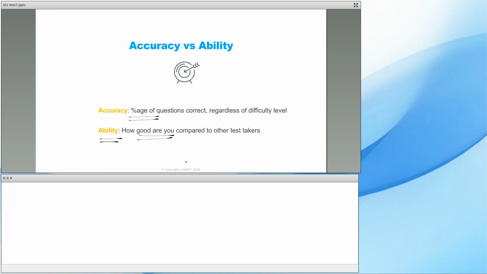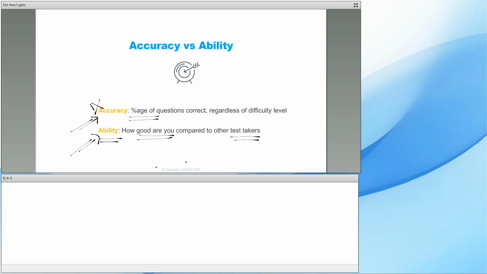So if it's not test-taking but coding, ability in coding compares you to other coders who are writing the same kind of code. If you're designing a bridge, it will compare you with other civil engineers who are aiming to design that bridge, and the efficiency status of that design. On the GMAT, this ability is what matters. Accuracy is actually not as important.